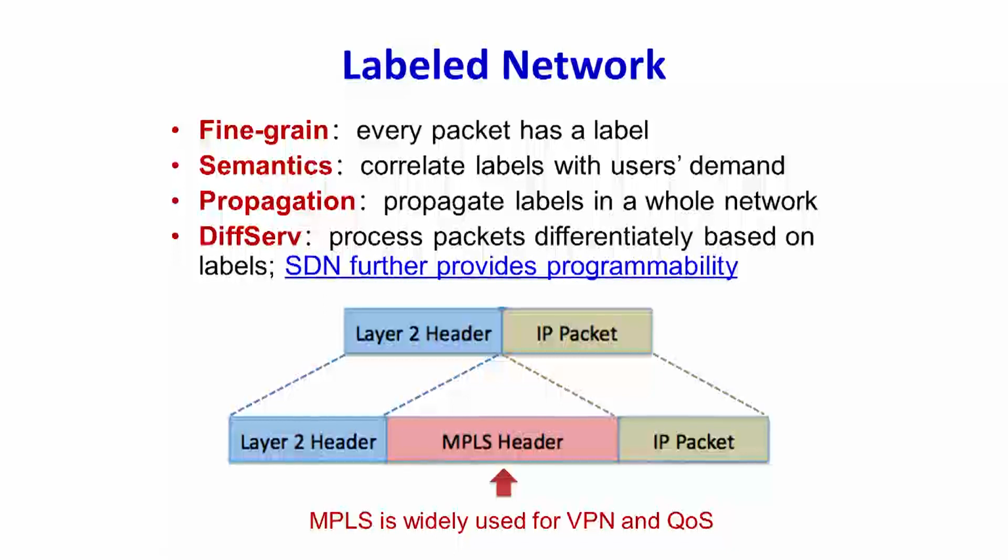I see it as a kind of labeled network. First, each packet has a label, like MPLS, this kind of label. Then the label is correlated with a user's demand. Third, the label is propagated through the whole network. And then networking devices like switches and routers can provide differentiated services based on labels. SDN further provides programmability. That is my view of networking and SDN.